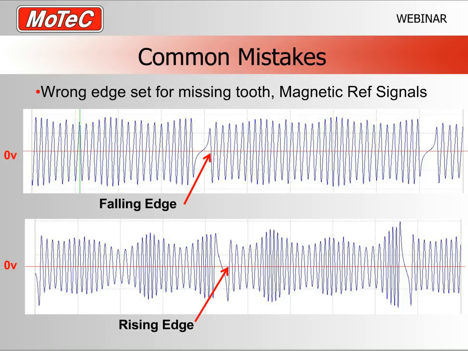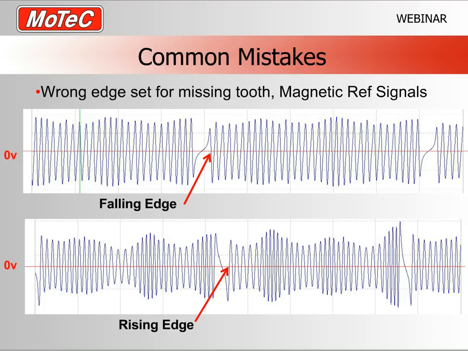A lot of people assume that you need to specify the edge where the missing teeth are, but the underlying fact is that the ECU is looking for the most straight crossing of the 0 volts, and on that top one, it's the falling edge. So it must be falling edge for that top one. And down the bottom, I've simply reversed it just to give you an idea. It needs to be a rising edge, the straightest crossing or the most perpendicular crossing of the signal through 0 volts. That's what you must set.